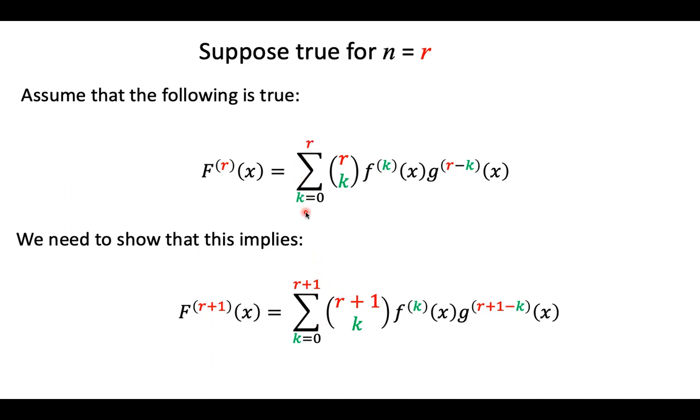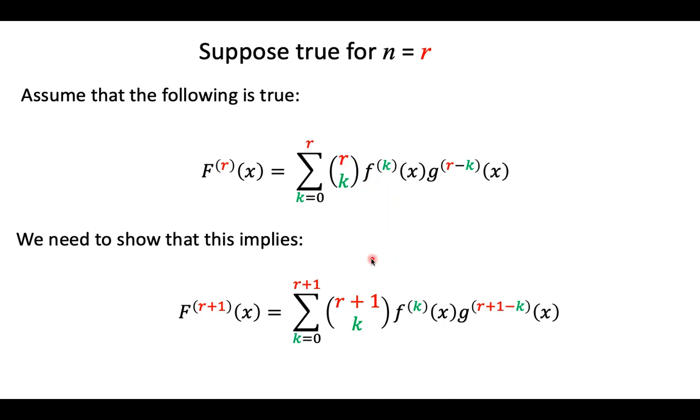Remember what we need to show always in proof by induction: usually it's k, but I've used the letter k here. So the truth of k implies the truth of k plus 1. In this case, it's just the letter r instead. So it's the truth of r implies the truth of r plus 1. So where I see r, I replace with r plus 1. So this is what we assume, and we know what our target is.